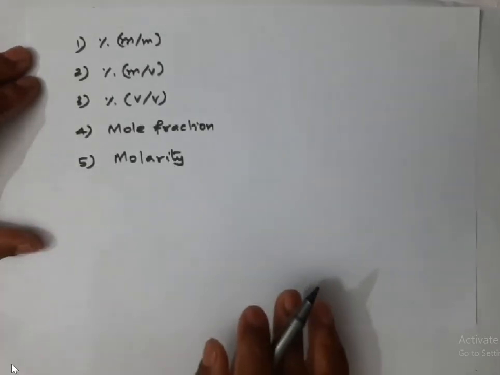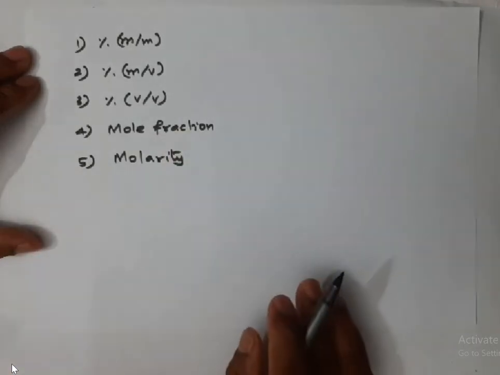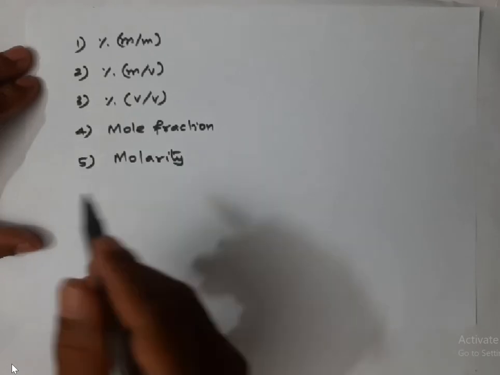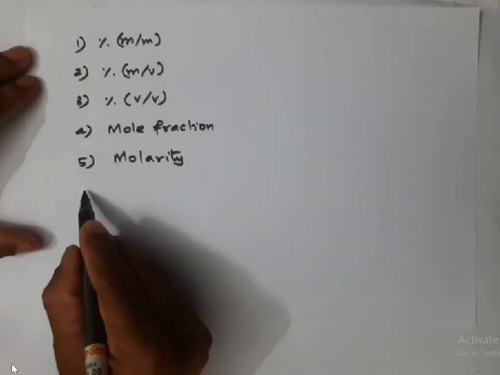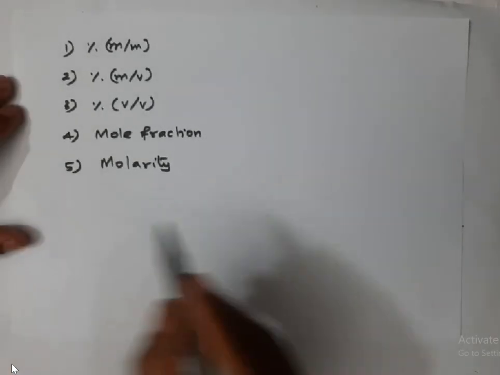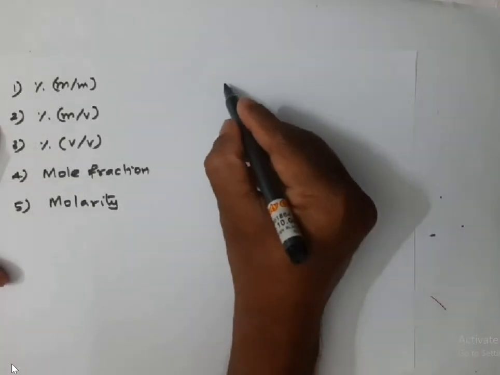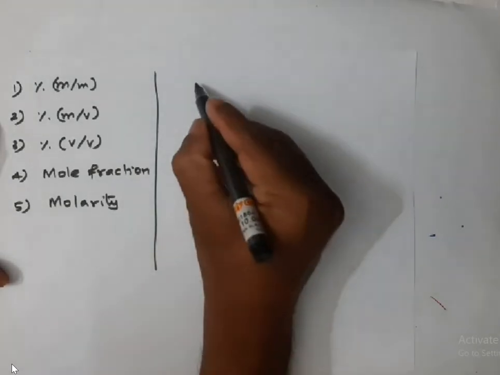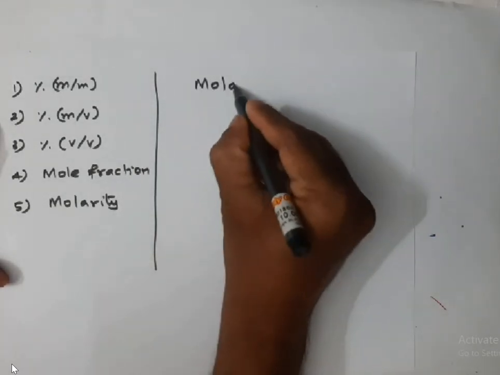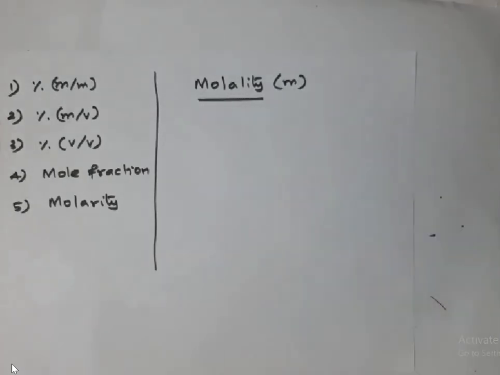What we are going to do in this class is discuss the other concentration terms. The next important concentration term is actually molality, so we will discuss molality and other concentration terms today. Let me write here. The next one is molality. We express this with the symbol small m. What is molality?